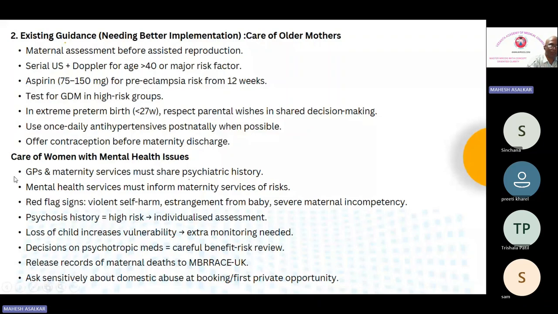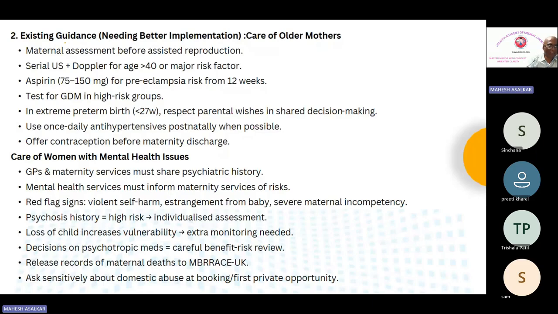But what the report says is that there has to be coordination between the GPs and the maternity services, and there should be joint functioning, because mental health services, maternity services, and the GP should all work together to reduce maternal deaths due to mental health. So mental health services must inform maternity services of the risk. Then what are the red flag signs? Violent self-harm, estrangement from the baby, severe maternal incompetency. These were the red flag signs.